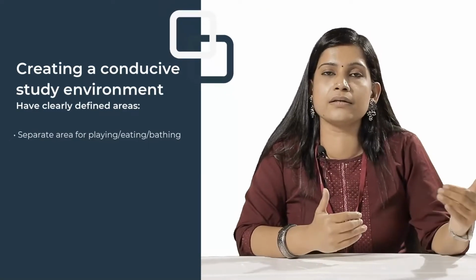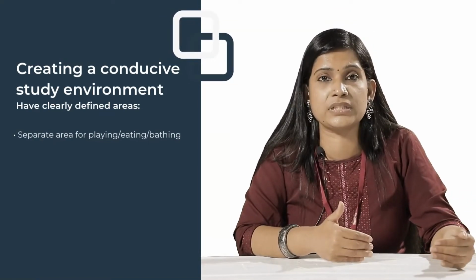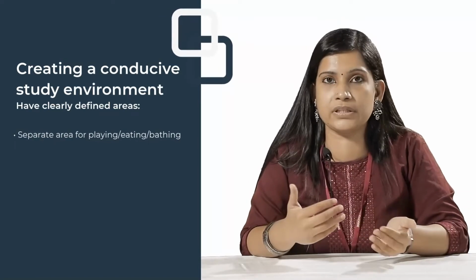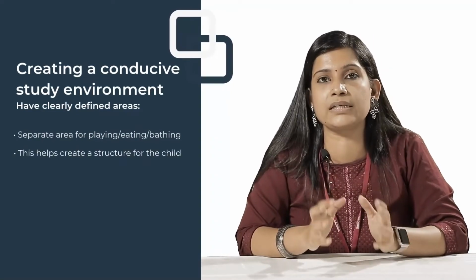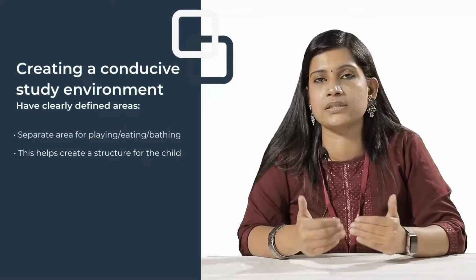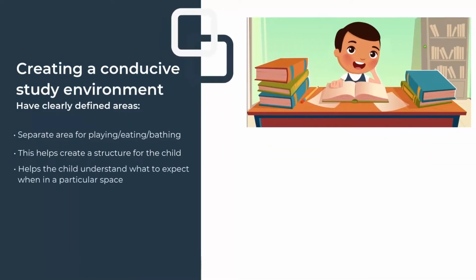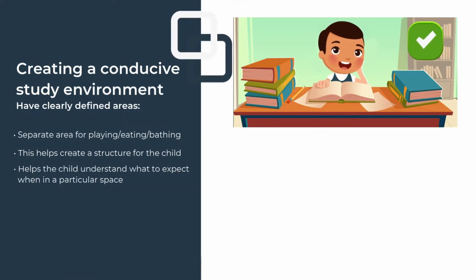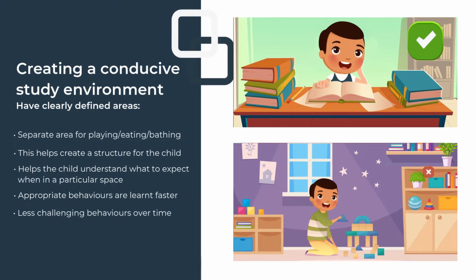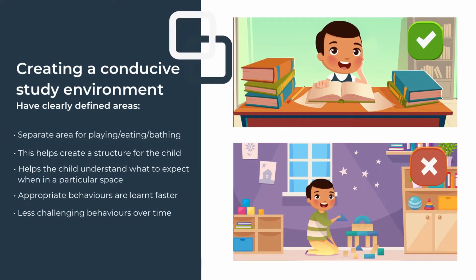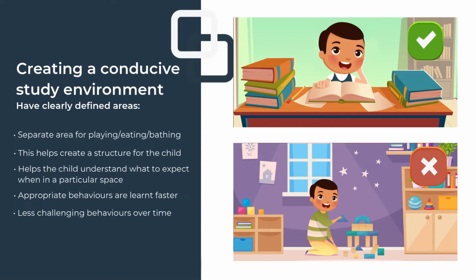That is, the study area is for doing their scholastic activities, and the dining area is for having their food. This will help the child be structured and organized, and also make them understand what to expect and where to expect certain things. When at the study area, the child would expect his study materials like book, pencil, eraser, etc., and food is expected in the dining area. And this structural organization will also make the child understand how to behave in each area. As they become aware of this structure, there will be a noticeable decrease in the challenging behaviors of the child.